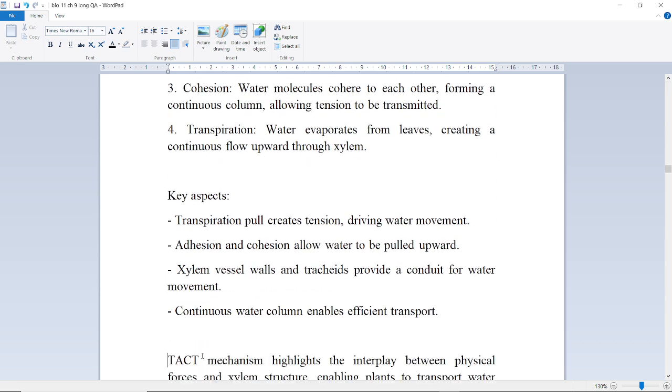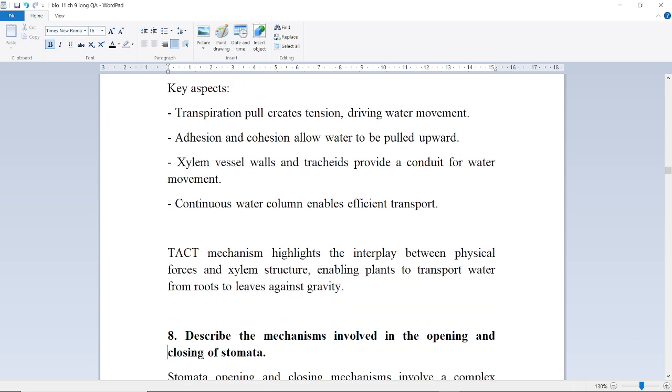Key aspects: transpiration pull creates tension during water movement. Adhesion and cohesion allow water to be pulled upward. Xylem vessel walls and tracheids provide a conduit for water movement. Continuous water columns enable efficient transport. The TACT mechanism highlights the interplay between physical forces and xylem structure, enabling plants to transport water from root to leaf against gravity.